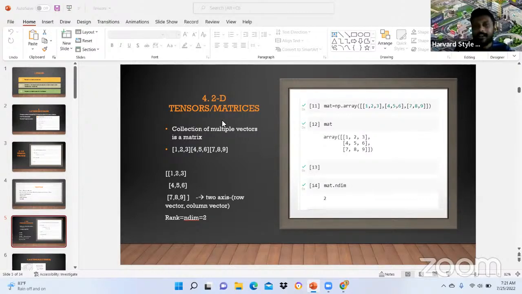Right. We'll see now these 2D tensors. We'll call them matrices. A collection of multiple vectors is a matrix. What is called a matrix? A collection of vectors. To represent a matrix, I will put MAT equals np.array, as we are storing it as an array. This is one list: 1, 2, 3, and 4, 5, 6, 7, 8, 9. Since all of these lists are available, I will take it as a 2D array because I want to take the collection. That's why I have put another square bracket.